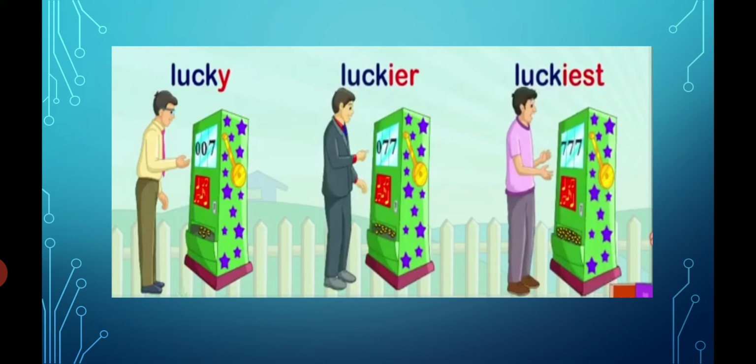Now in this picture there are three persons who are playing a lottery. The first one is lucky who got 7 points. The other one is more lucky who got 77 points. And the third one got 777. So the first one is lucky, the second one is luckier, and the third one is the luckiest.